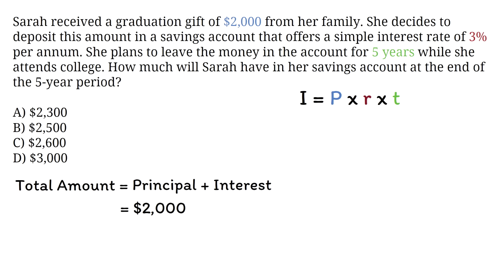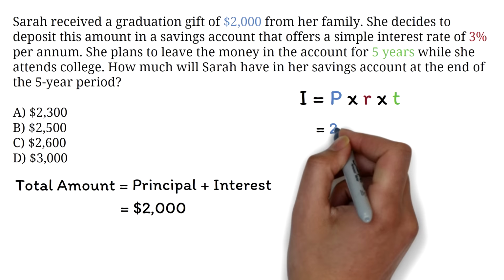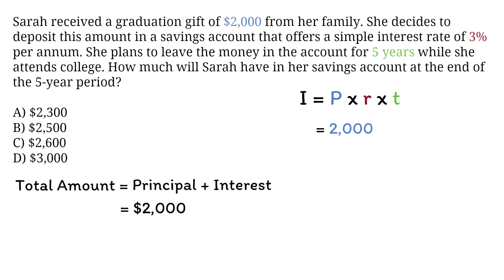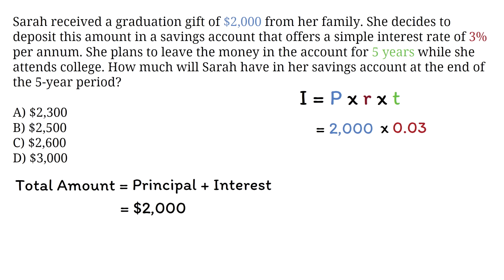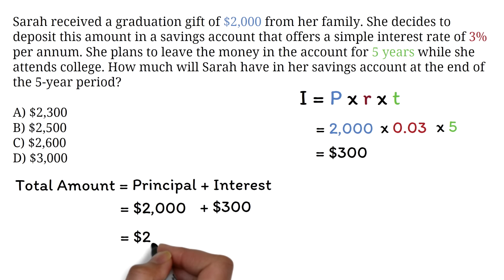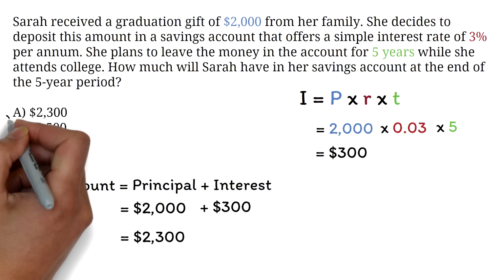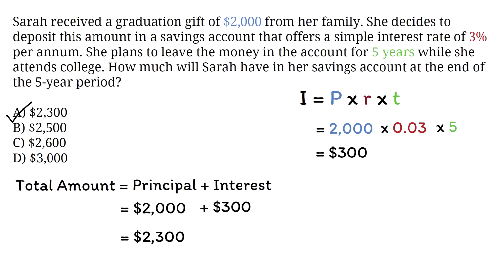Here, the principal, which is the amount she received and deposited, is $2,000. The rate is 3%. We convert it to the decimal form. 3% is 3 over 100, which is the same as 0.03. The time is 5 years, so we have times 5. We compute this on the calculator: 2,000 times 0.03 times 5 to get 300. So the interest Sarah will receive is $300. We add our interest to the principal to get $2,300. Therefore, the correct answer is option A, $2,300.